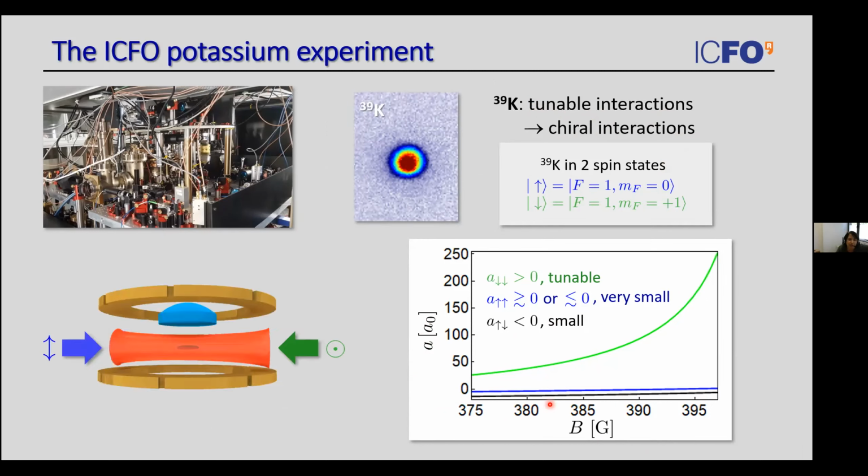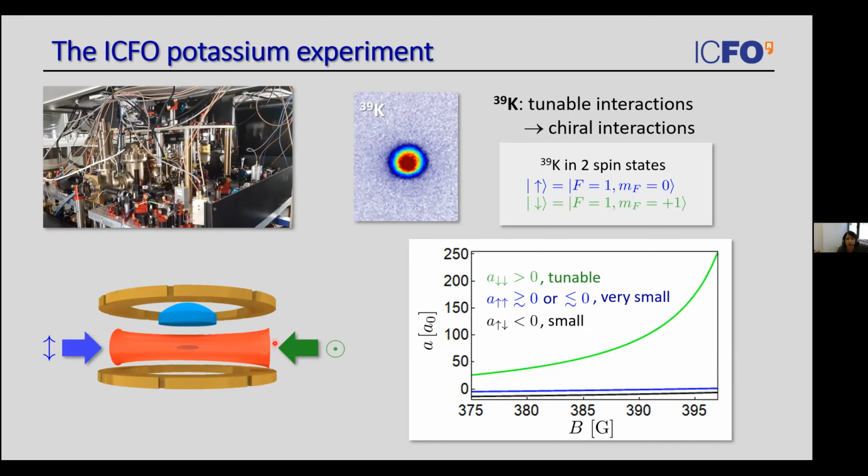And then we make our BEC, and we subject it to the Raman coupling beams to engineer this vector potential. We just confine it transversally strongly with an optical dipole trap, this waveguide here, and we image it in situ with a high NA lens.